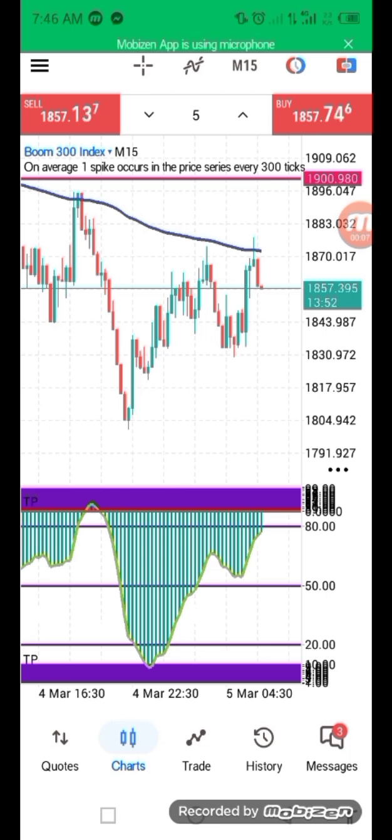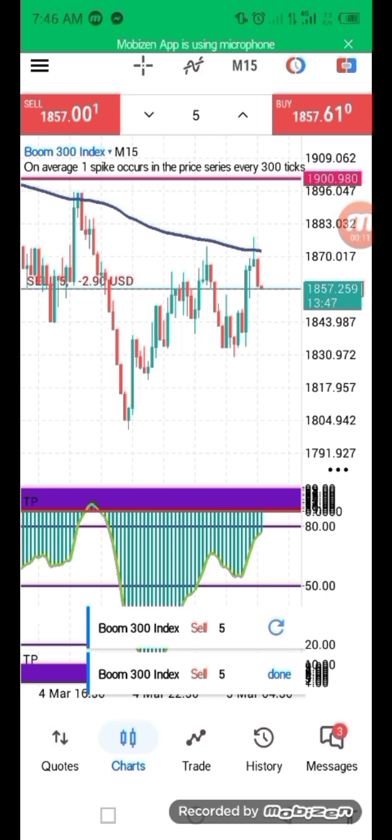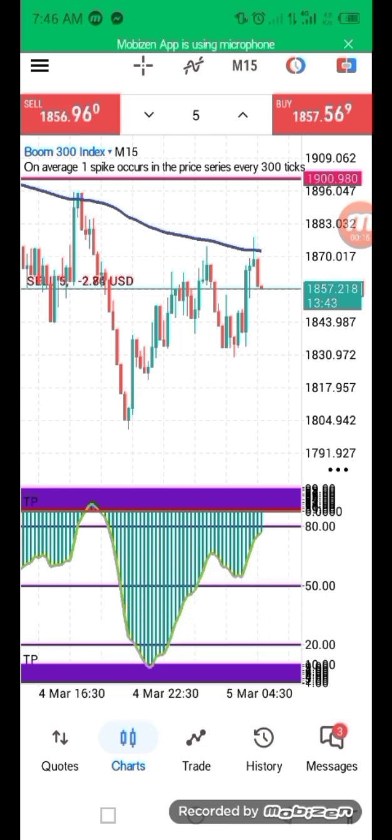I'm going to be taking some trades based on a very simple strategy. I'm going to be taking some sell positions based on a very simple strategy. Here we need just two indicators, an exponential moving average and a MACD.